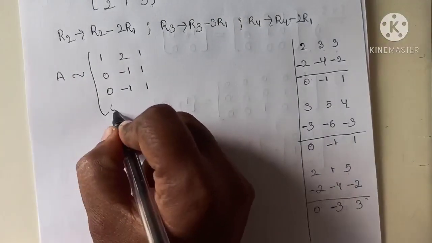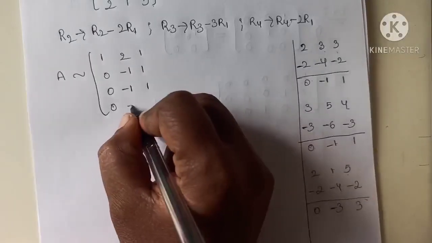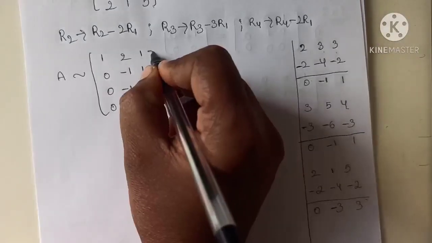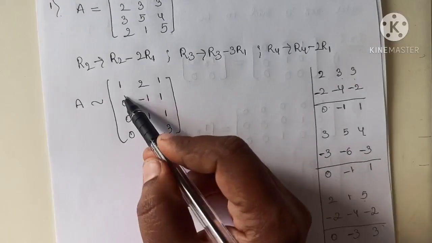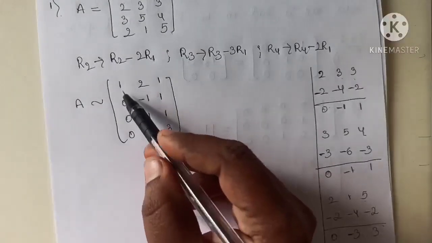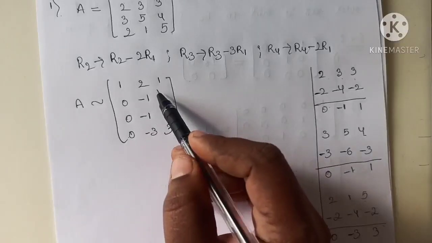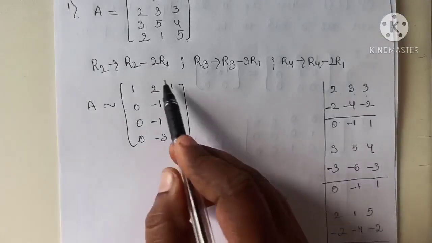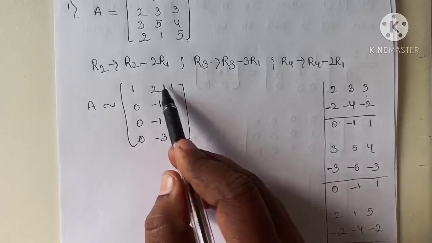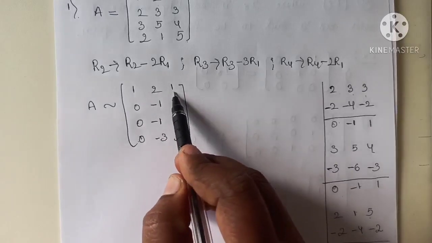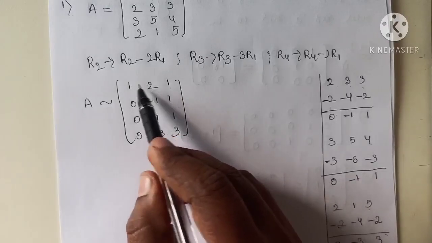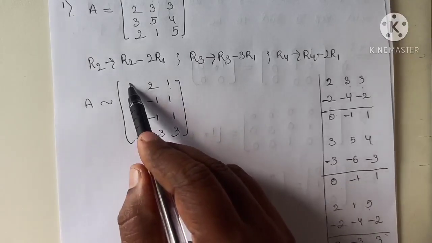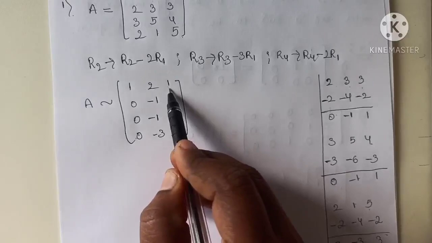Thus, the new elements of R4 are 0, minus 3, and 3. Here, after making all these zeros below this leading element, next we go for the columns, that is, we make all the elements in front of this 1 equal to 0. Therefore, we make all the elements in front of this 1 zero by using the column operation.